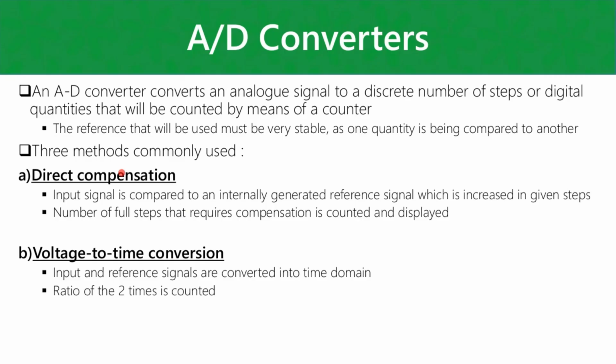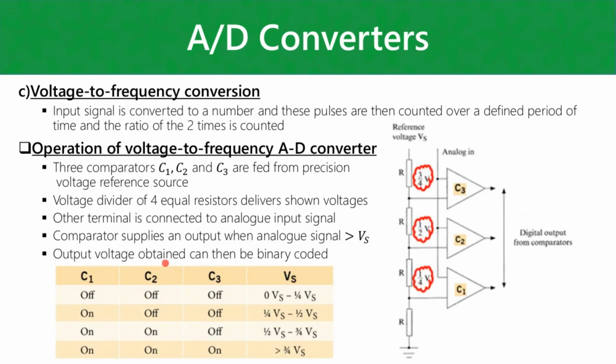Okay, so then there are different methods of analog to digital conversion. So there's direct compensation, voltage to time conversion. I'm going to let you guys read through this. Like I said, I'm going to skim through this. We are going to take a look at a few examples on this as well. And then there's also voltage to frequency conversion.